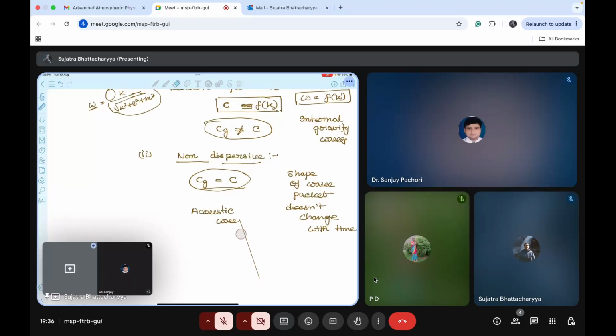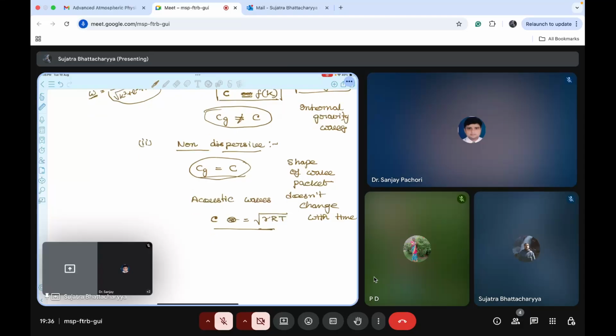Okay, so for these sound waves, you don't find dispersion. Because your c, the phase velocity, is actually equal to something like root of gamma p by rho. So it does not consist of k, the wave vector. So c is not a function of k. Okay, so the acoustic waves are one of the examples of non-dispersive waves.